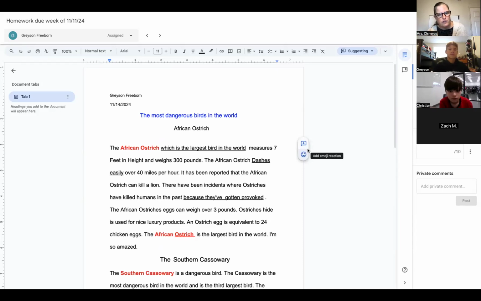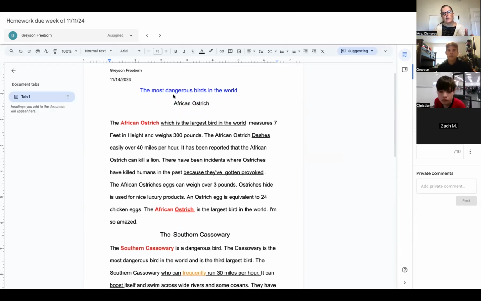So after class, what I want you to do is cut and paste or copy and paste your hooded pitohui paragraph and put it above the African ostrich one. So it's three paragraphs all together. And then the other thing is you don't need this right here. Just treat it like it's three paragraphs, it's one report. So you don't need these subtitles. Does that make sense? Yeah. Okay, but I do like your title though. The blue right here, that's good.